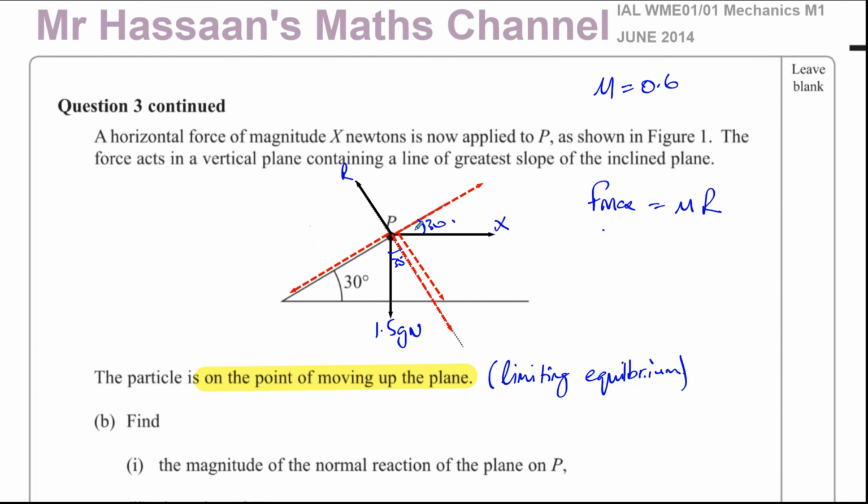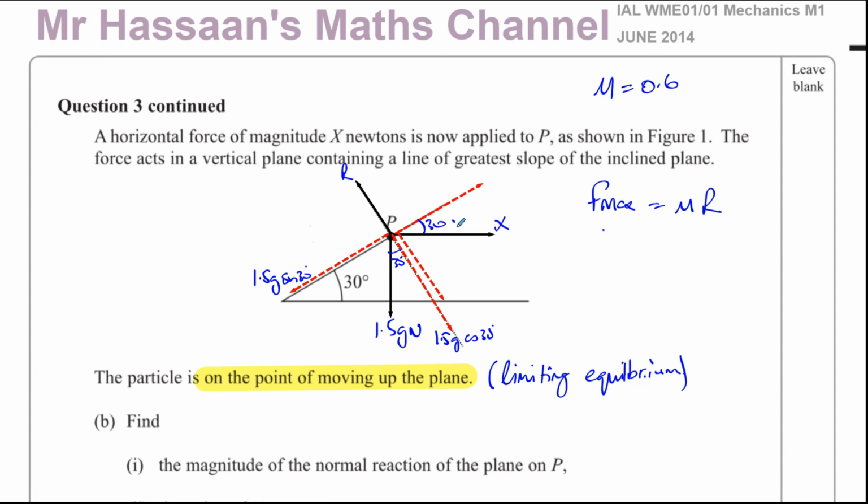That angle is 30 degrees, as we can see from parallel lines. This is a horizontal corresponding angle. So that angle is 30 degrees as well, right? So if I resolve the weight parallel to the plane, I'm going to go away from the angle as we discussed before. So 1.5g times sine 30. And here you'll have this one, 1.5g times cosine 30.